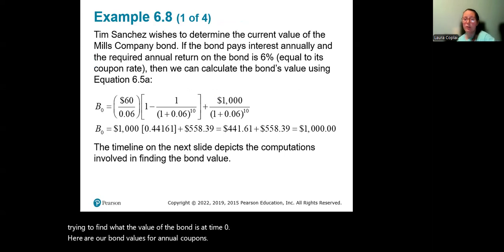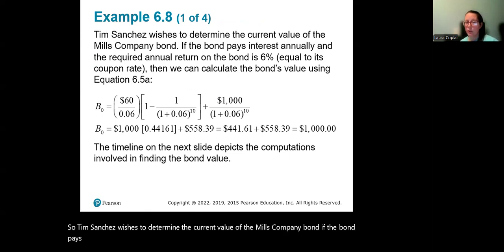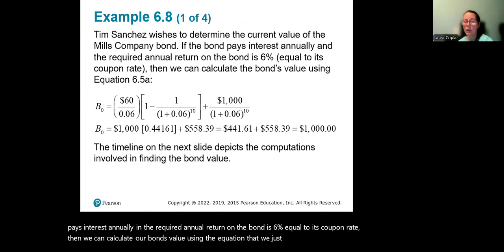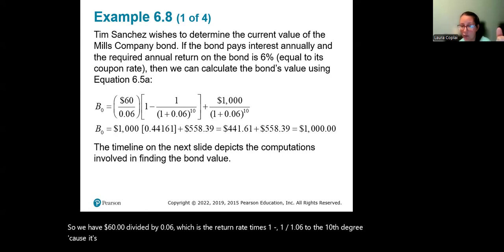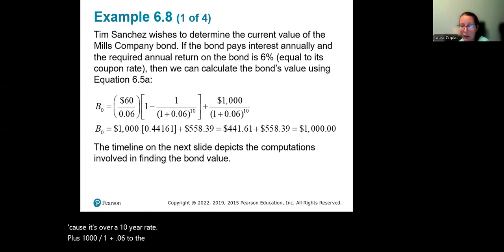So Tim Sanchez wishes to determine the current value of the Mills Company bond. If the bond pays interest annually and the required annual return on the bond is 6%, equal to its coupon rate, then we can calculate our bond's value using the equation that we just saw. So we have $60 divided by 0.06, which is the return rate, times 1 minus 1 over 1.06 to the 10th power, because it's over a 10-year period, plus 1,000 over 1 plus 0.06 to the 10th power. And we're going to find that our bond value is $1,000.